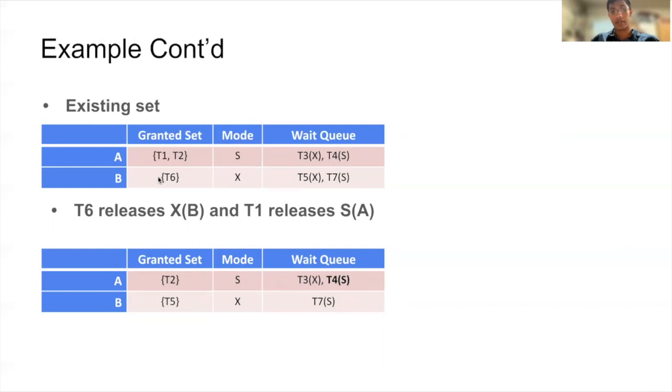Meanwhile, in resource B, T6 is going to release X of B. Now there's no lock held on resource B, so T5 can get the X lock that it wants on resource B. So we'll remove it from the wait queue and grant the lock. Put it in the granted set.